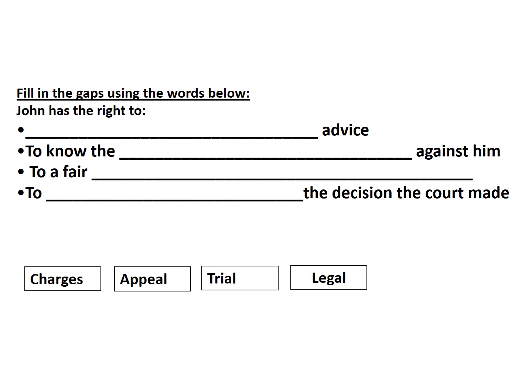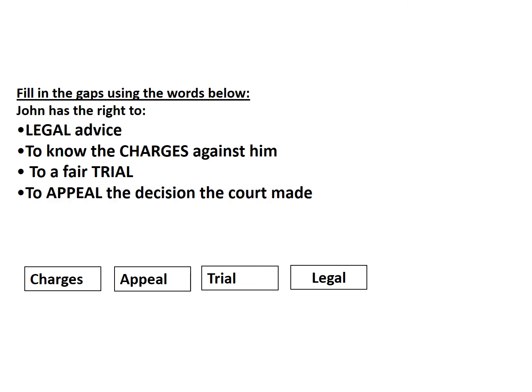So what you should have: John has the right to legal advice, so he is allowed a free lawyer to give him legal advice. He's also got the right to know the charges that are being brought against him. John also has the right to a fair trial in court, and John also has the right to appeal the decisions the court has made, and that goes for any suspect across Scotland. They have those rights.